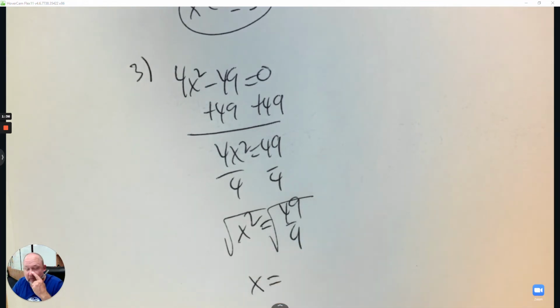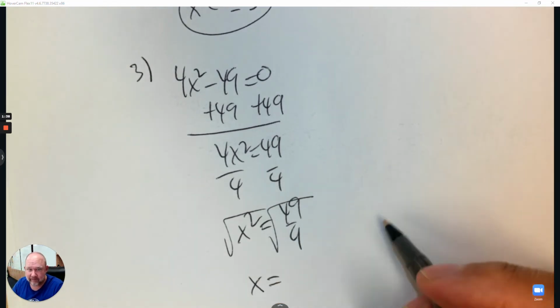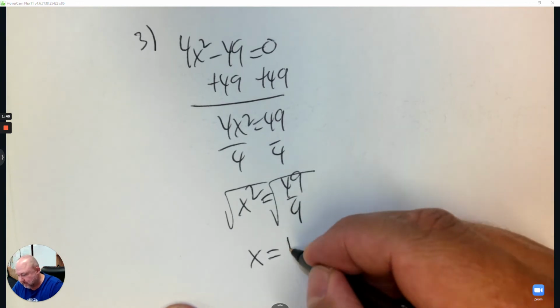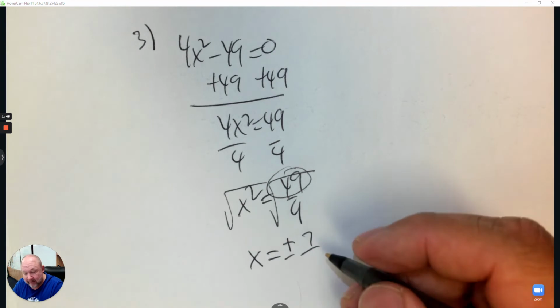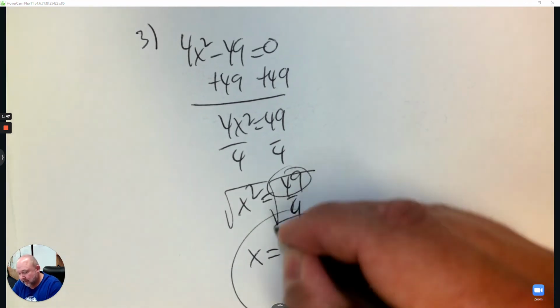Now, 49 divided by 4, it's a fraction. When you square root a fraction, you square root the top. What number times itself is 49, and what number times itself is 4. You have your answer.